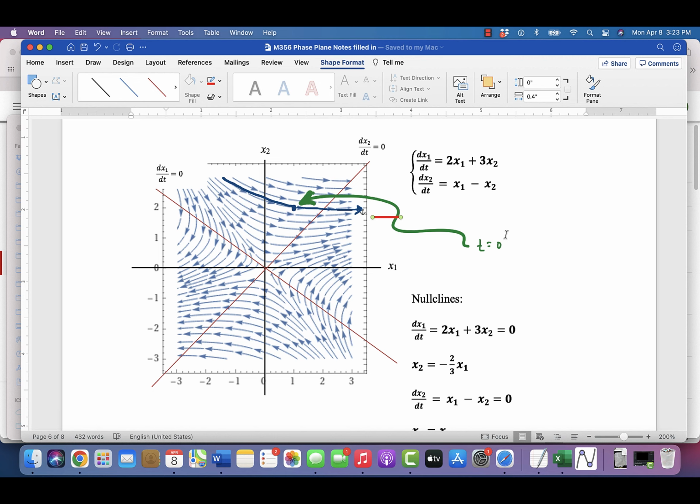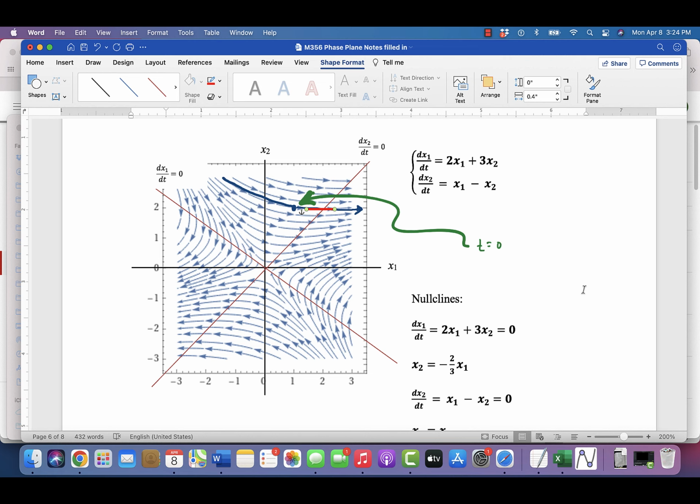Now, what do we notice about the point where our curve crosses the x2 nullcline? I don't know how obvious it is from the graph, but our curve has a horizontal tangent where it crosses the x2 nullcline. I've got a little horizontal line segment here to help us visualize that. And hopefully that helps you see that our curve is horizontal where it crosses the x2 nullcline. Now, why would that be?